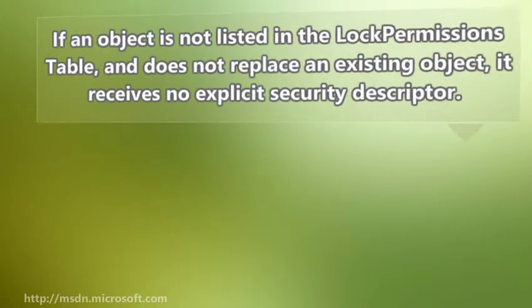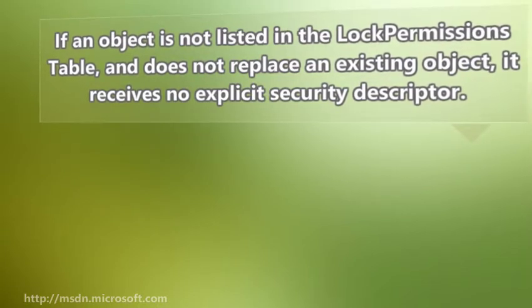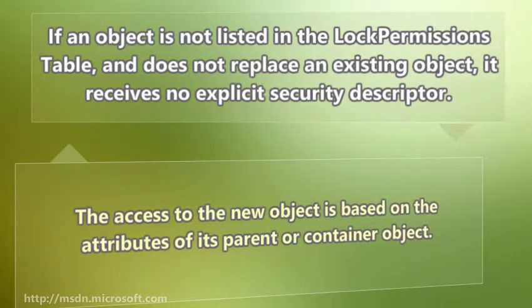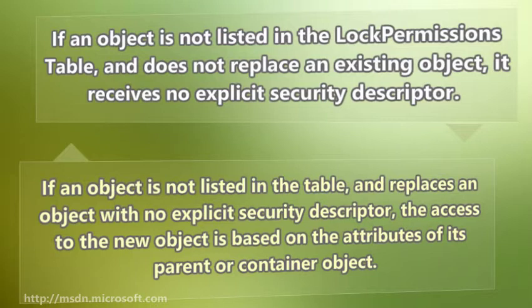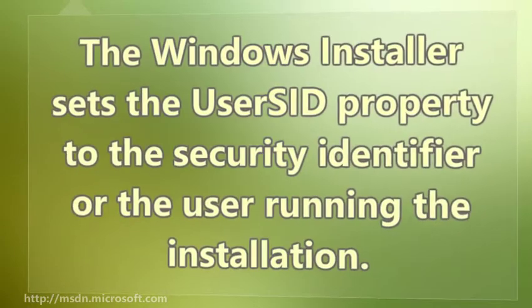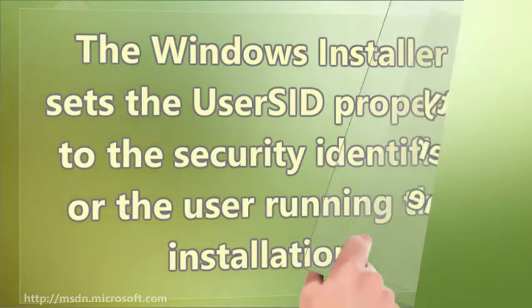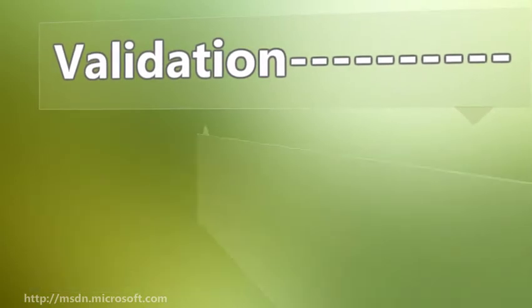If an object is not listed in the LockPermissions table and does not replace an existing object, it receives no explicit security descriptor. The access to the new object is based on the attributes of its parent or container object. If an object is not listed in the table and replaces an object with no explicit security descriptor, the access to the new object is based on the attributes of its parent or container object. The Windows Installer sets the user's SID property to the security identifier of the user running the installation. Validation: ICE06, ICE55.